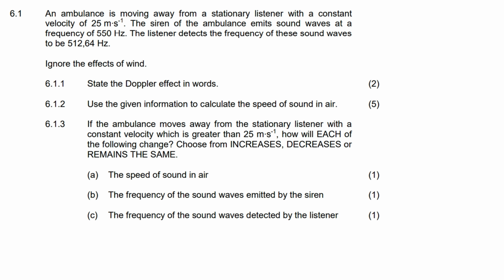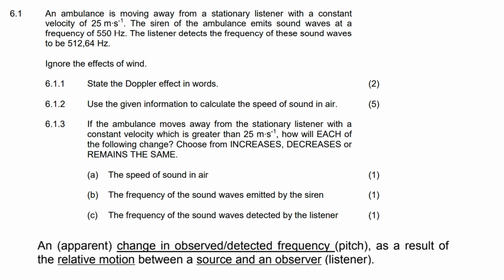State the Doppler effect. Okay, so I'm just going to show you the definition. So it is the apparent change in observed or detected frequency as a result of the relative motion between a source and an observer. So you just need to know your definitions. It says, use the given information to calculate the speed of sound in air. Very easy. So we know that the formula to calculate the frequency of the listener is V plus or minus VL over V plus or minus VS times the frequency of the source.